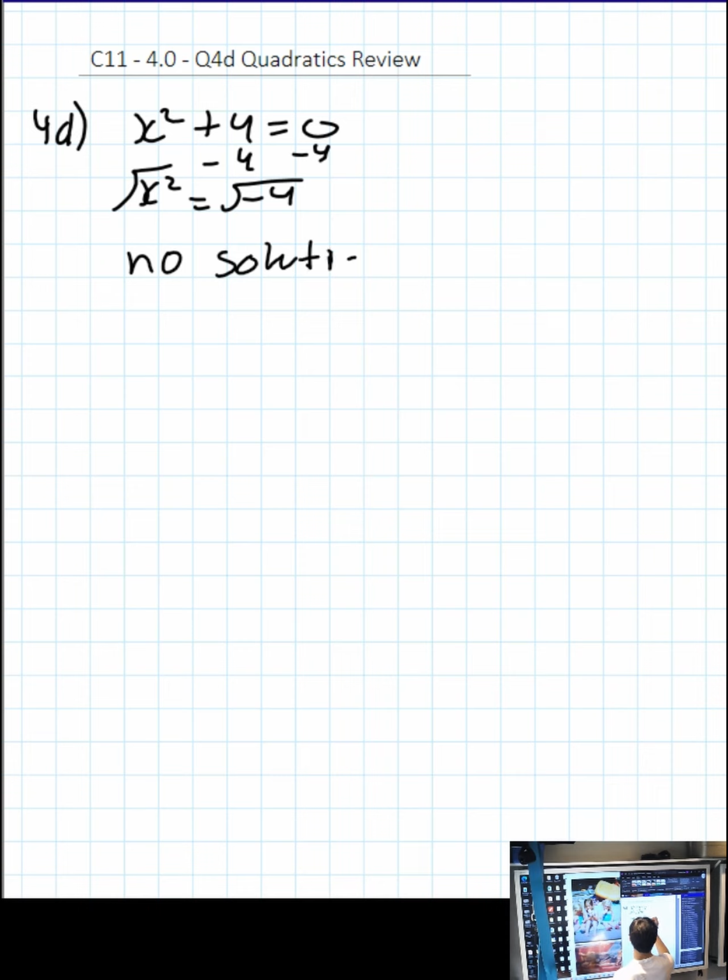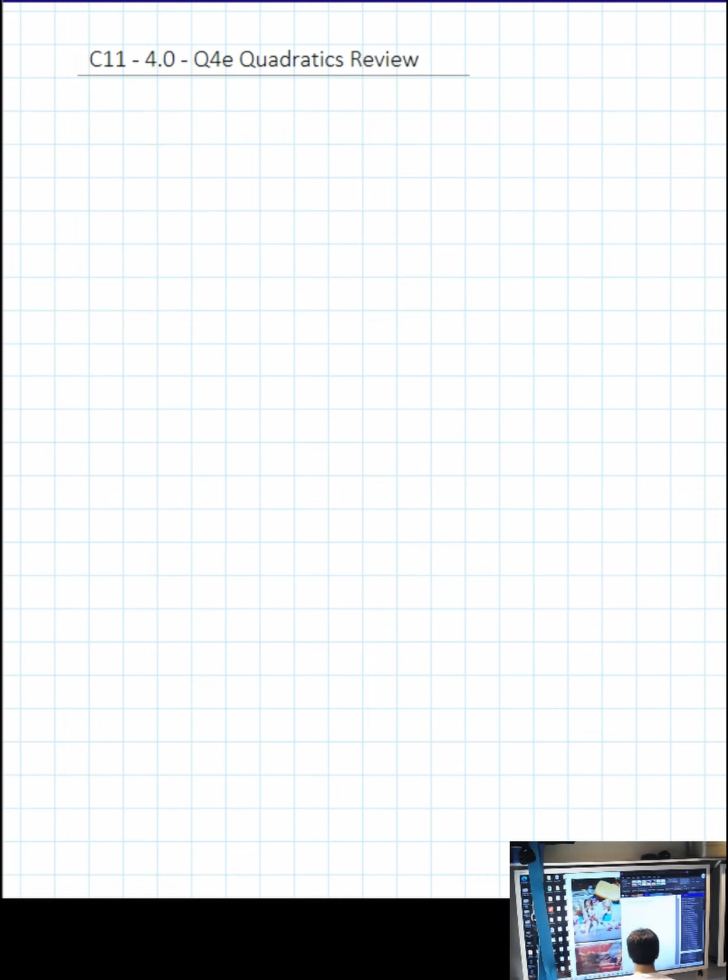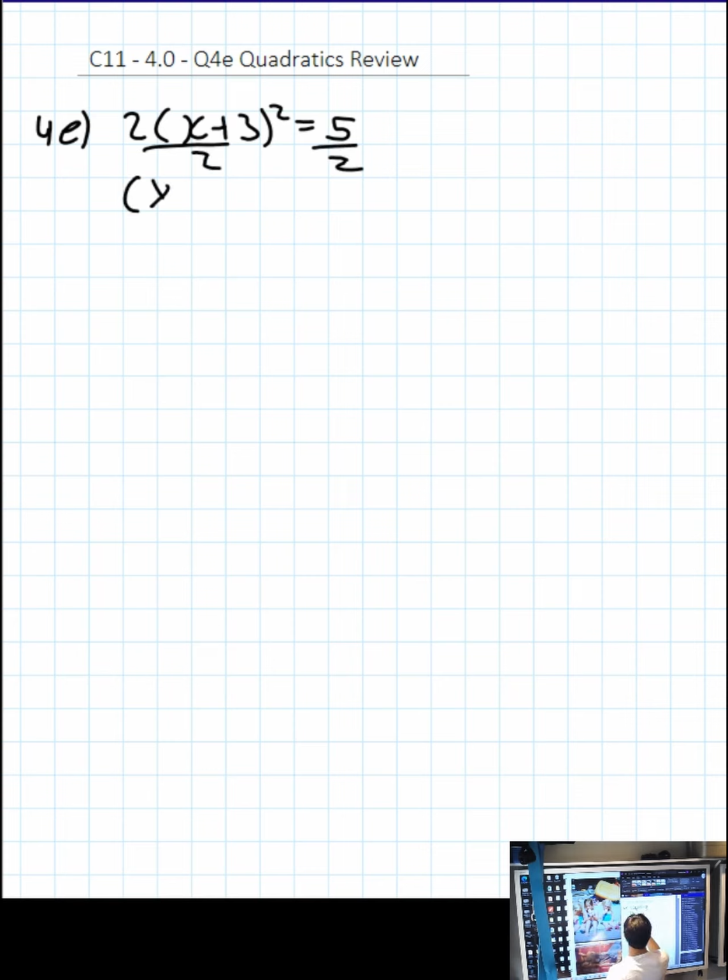Done. If you ever square root both sides and you try to square a negative, no solution. Okay, we have 4e. So 2 open bracket, x plus 3 close bracket squared equals 5. Let's start by dividing both sides by 2, and we're going to get x plus 3 all squared equals 5 over 2.